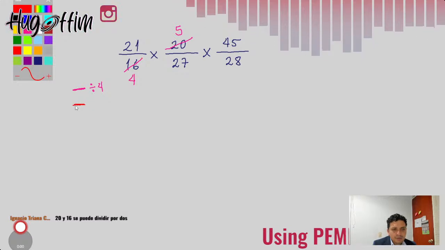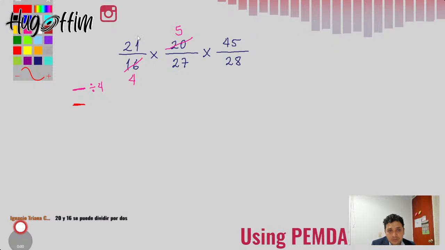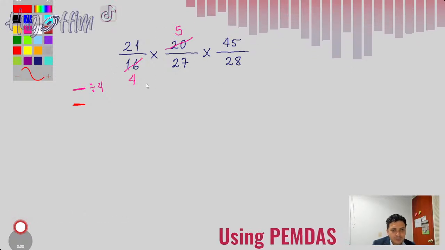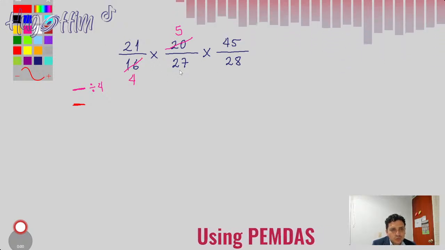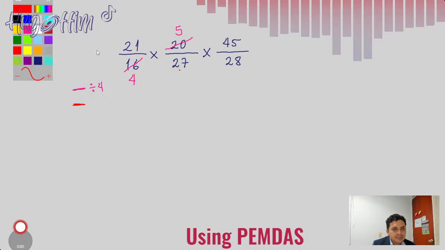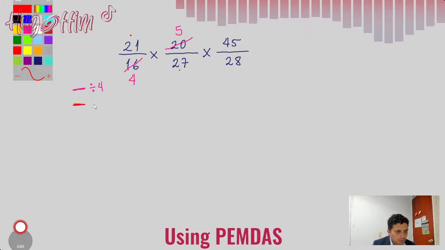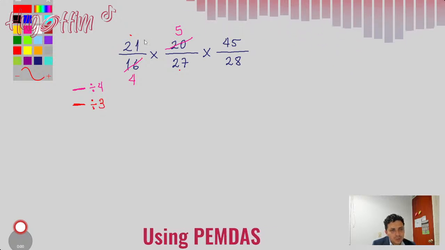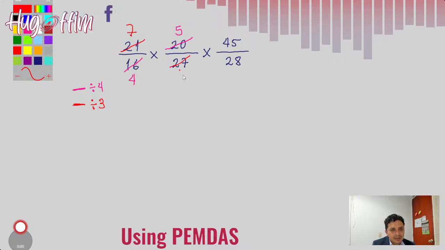Identify another common factor. Any numerator with any denominator. You can do it with any numerator and any denominator. For example, between 27 and 21, I have a common factor that is 3. So I'm going to divide by 3. 21 divided by 3 is 7. 27 divided by 3 is 9.